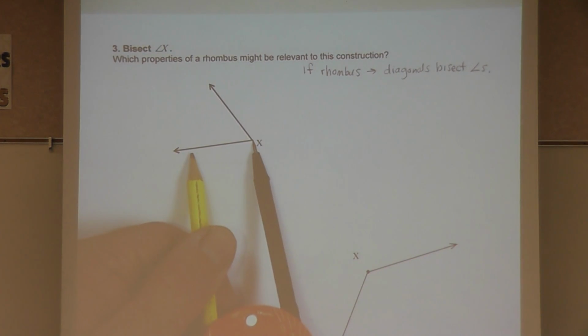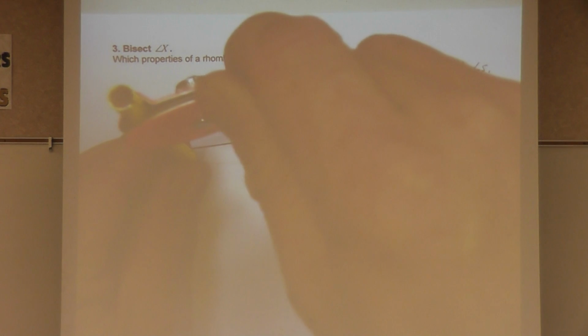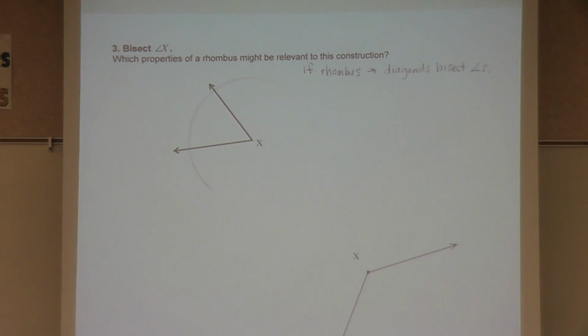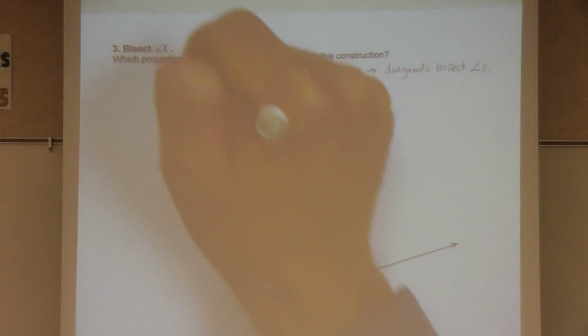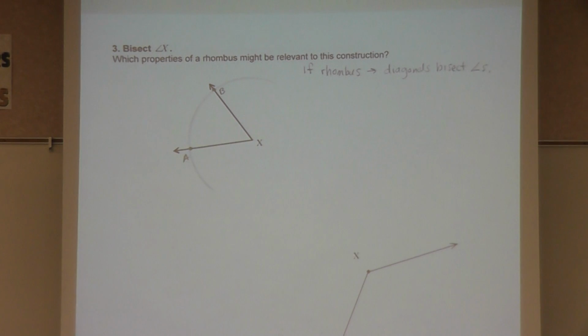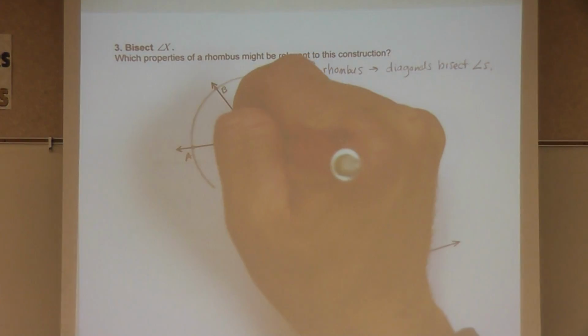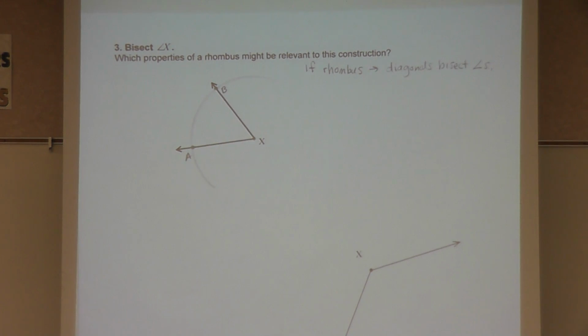So set your compass to some length. It's arbitrary. Pick what you want. Make sure it's not too small, not too big. It fits the picture. And I'm going to find where this circle intersects both rays. I'll mark this. I'm going to call them A and B. Now this is 3 vertices of the rhombus. A, B, and X. I need that 4th vertex.